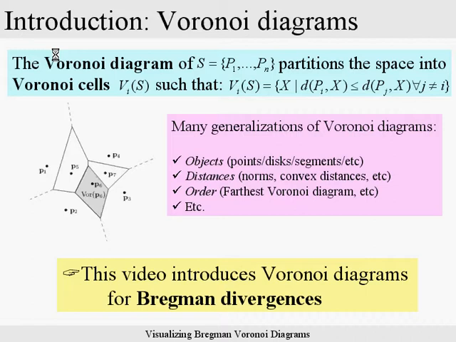There have been many generalizations of Voronoi diagrams in the past, for objects like points, disks, or handling segments, for distances like considering norms or convex distances, and for order like considering the k-order Voronoi diagram or the furthest Voronoi diagram. This video introduces Voronoi diagrams for Bregman divergences.